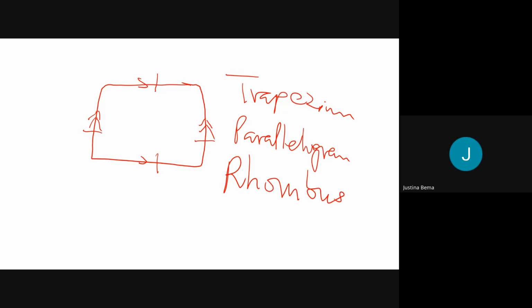Thank you very much, 100%. That's a rhombus. Please try to understand. All the sides are equal. It's a rhombus. It can never be a square.